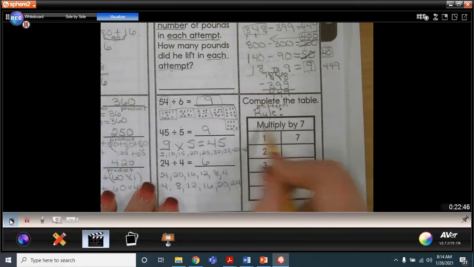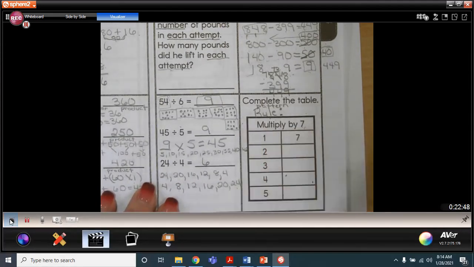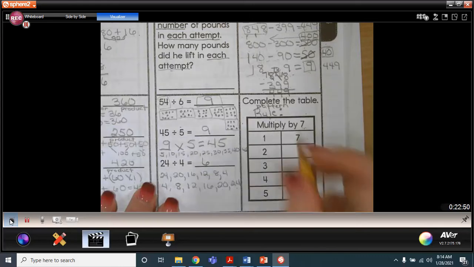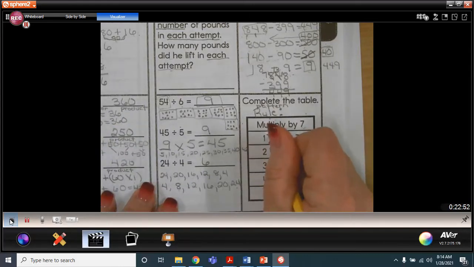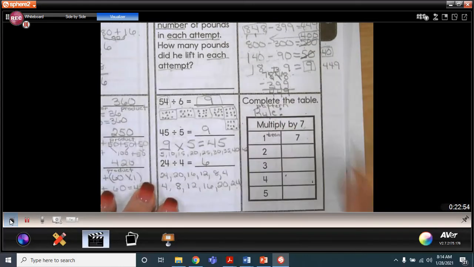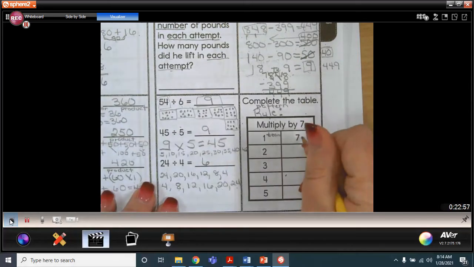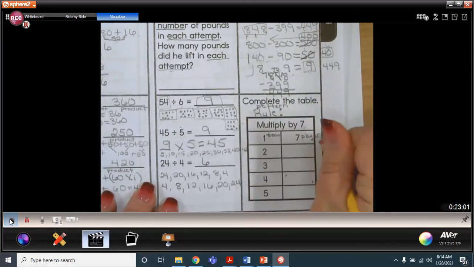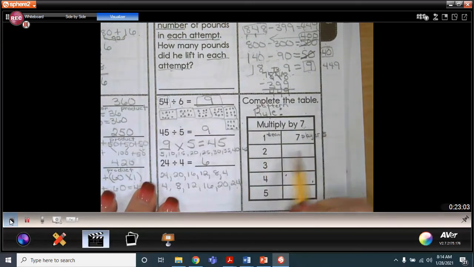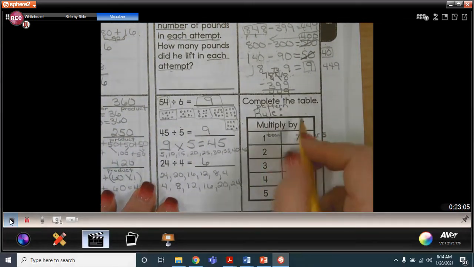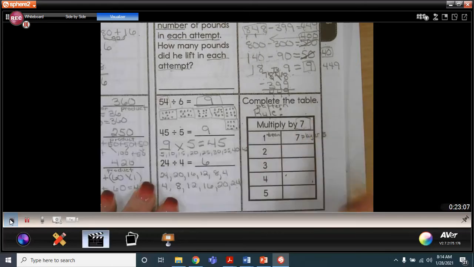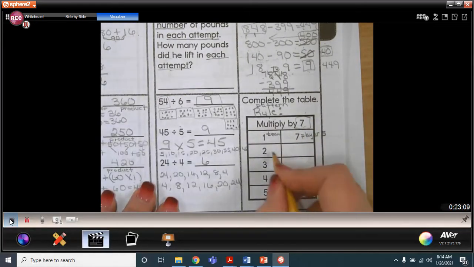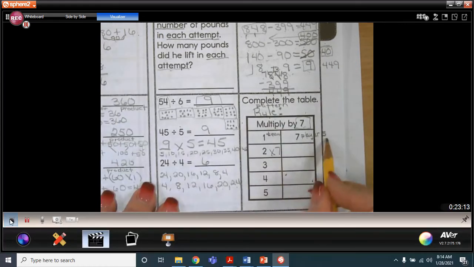So it says to multiply by 7. So let's say, for example, we have a team and each team has 7 players. Let's just say teams and players. So for every team, there's going to be another 7 players, and it tells us that the rule is to multiply by 7. So if we had 2 teams, now how many players would there be?